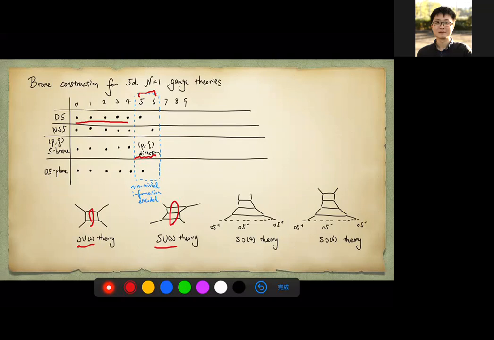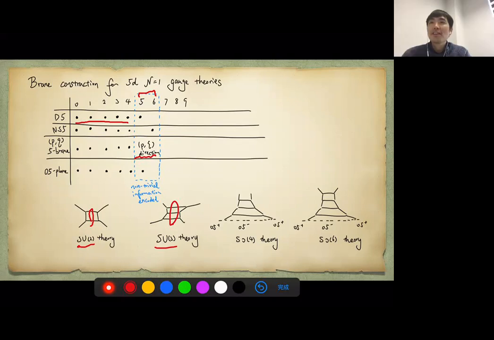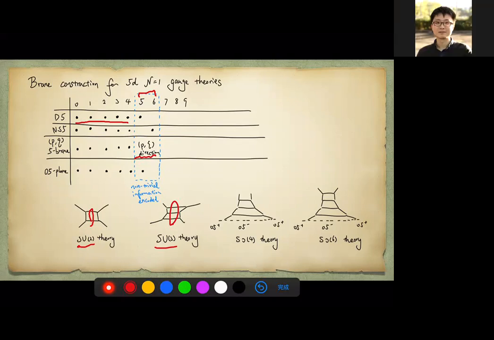the diagram looks like this. Yeah, this is SO6, and this is SO8. So in the SO2N gauge series, if we have N D5 branes and use the orientifold, we get the SO2N gauge series.